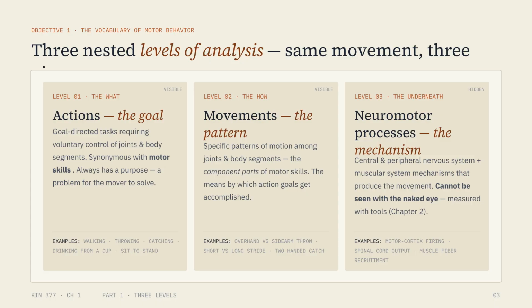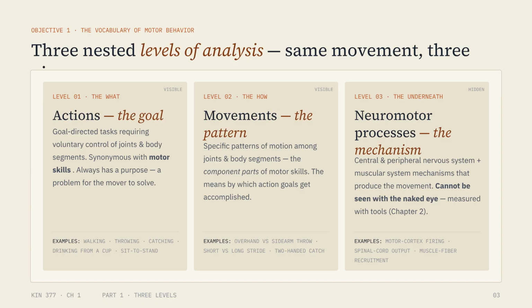Level 2. Movements. The specific patterns of motion among joints and body segments. These are the component parts of motor skills. So if locomotion is the action, then walking, running, hopping, skipping, galloping, those are all movement patterns that can solve the locomotion goal.